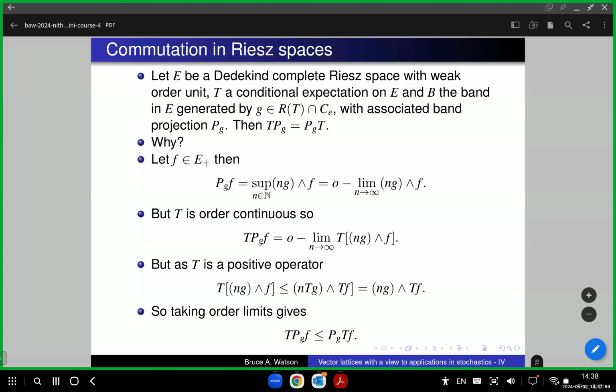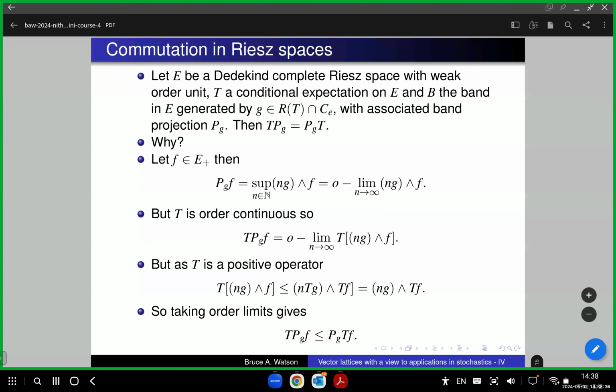And why is this? And I'll also tell you why this is important in a few minutes as well. So we know exactly how to work out the band projection applied to an element from the positive cone of E. So if we take F in the positive cone of E, then the band projection generated by G applied to F is exactly the supremum of N times G infimum F. So it's the supremum of that object.